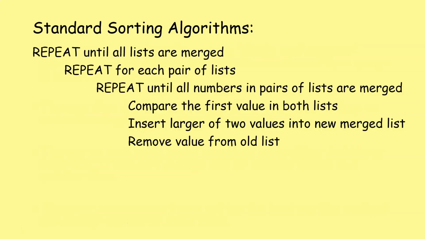Again, here's a quick look at some pseudocode for this. Repeat until all the lists are merged. Repeat for each pair of lists. Repeat until all the numbers in pairs of lists are merged. Compare the first value in both lists. Insert the larger of two values into a new merged list. Remove value from the old list.